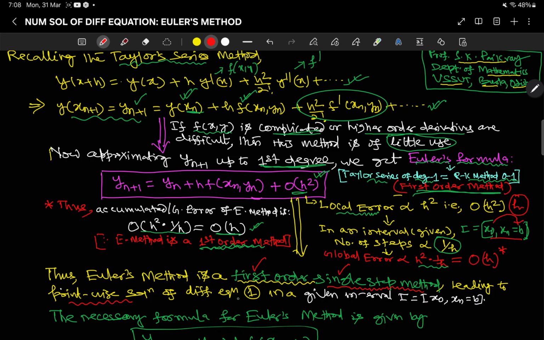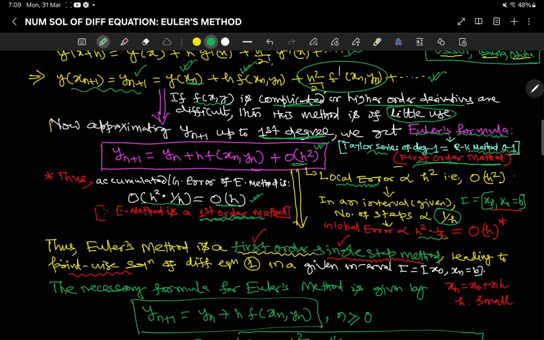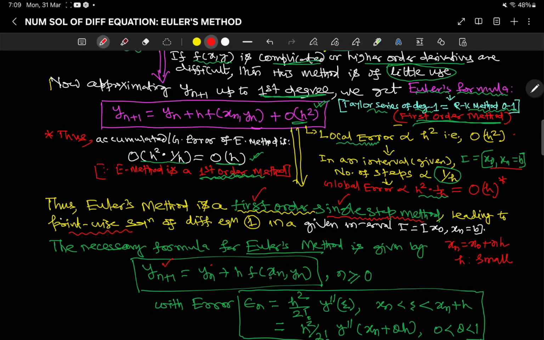That's why we call it the pointwise solution of the differential equation. Usually in a differential equation, we get a solution giving the relation between the dependent and independent variables, but here we find the pointwise solution: y at x1, y at x2, y at x3, and so on, up to y at xn, where xn = x0 + nh. h should be small, and the formula is y(n+1) = yn + h f(xn, yn). So yn+1 means y of xn+1.